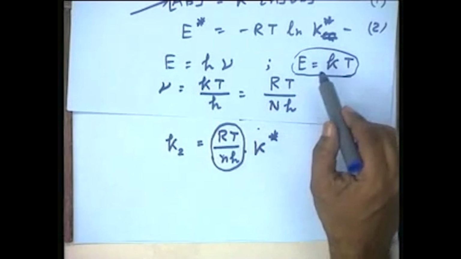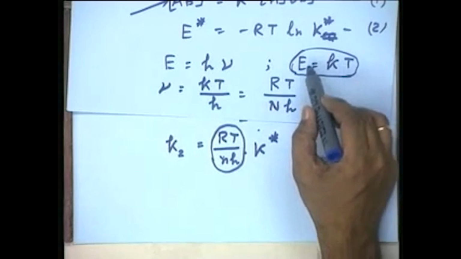So, is the energy of activation not equal to kT? Pardon? No, energy of activation is not equal to kT. This is the energy of the oscillator, I mean the energy term for the oscillator based on the classical mechanics. This is not energy of activation. E star is the energy of activation, and energy of activation can be calculated from here, and it will be related to K star and also can be related to k2.